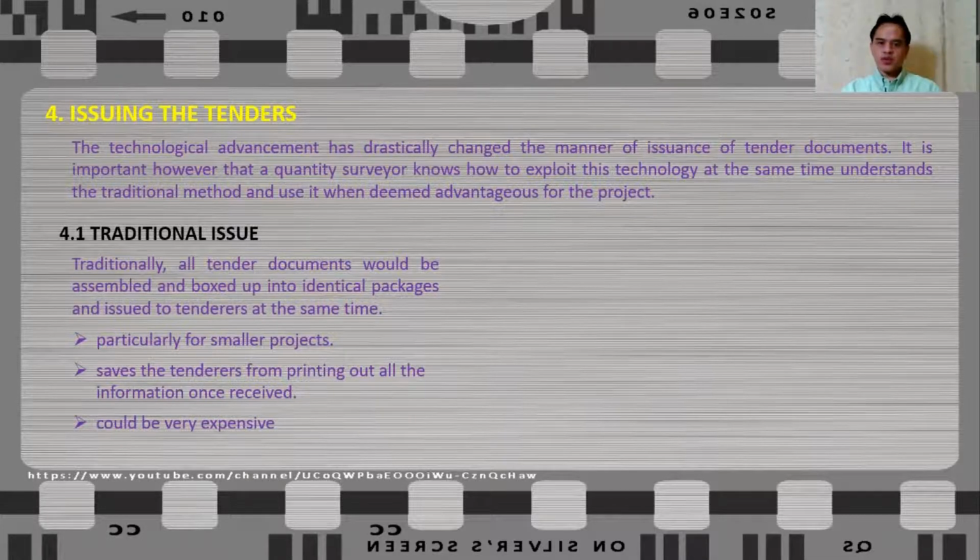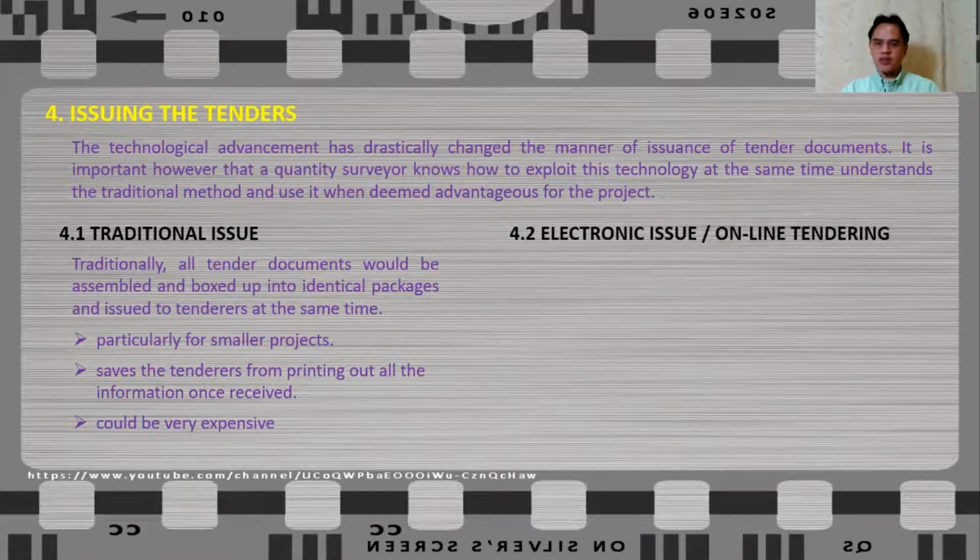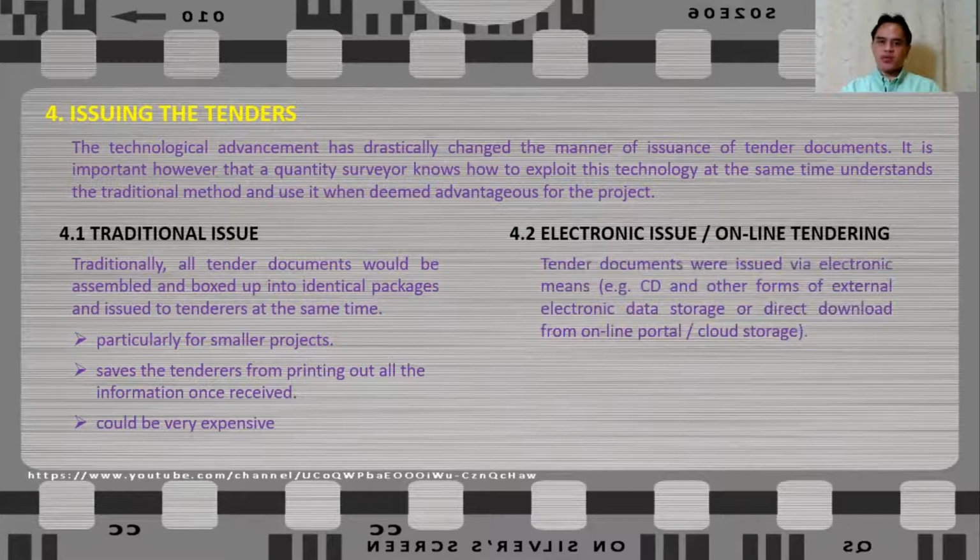Another method of issuing tender documents is through electronic issue and online tendering. For this issue, the tender documents are issued via electronic means. For example, it can be through CD and other forms of external electronic data storage, or it can be directly downloaded from an online portal or cloud storage.